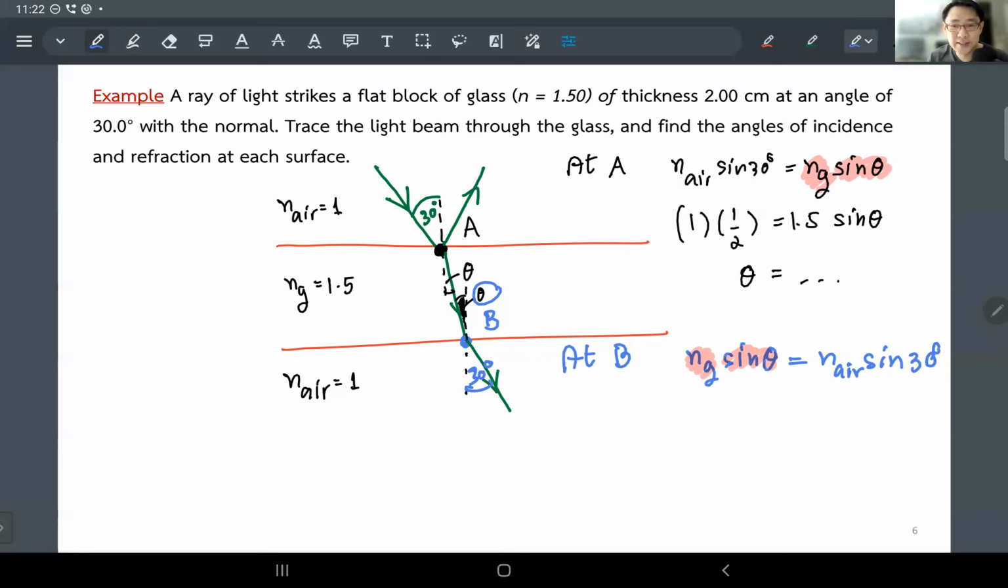No change. Okay, it just comes out. And that's it. So you don't even have to calculate anything pretty much. It's going to come out 30. And that's it. It's done. Cool. Okay. Any questions? So it's very easy to apply Snell's law. Just look at the point of refraction and you just apply Snell's law right away.